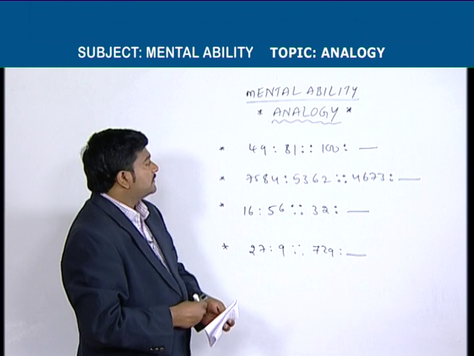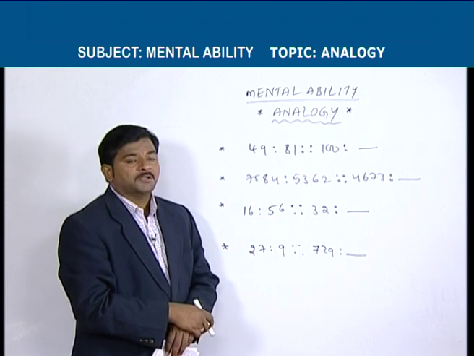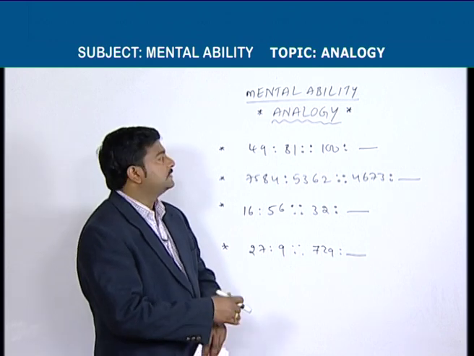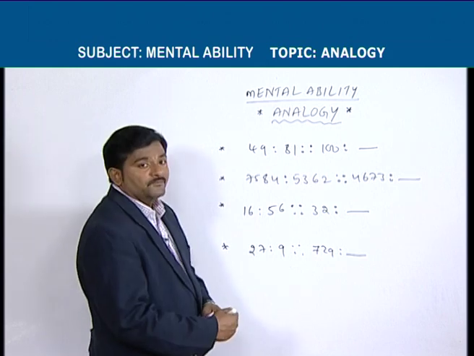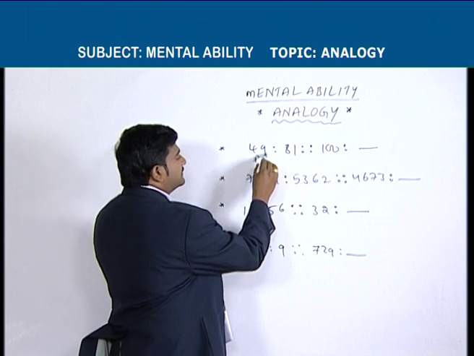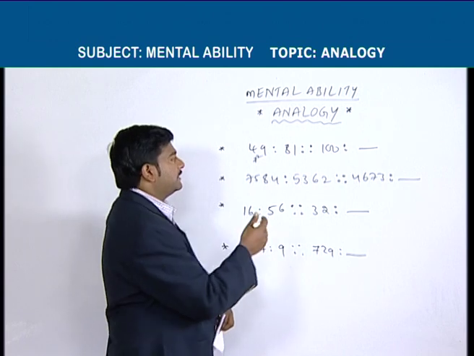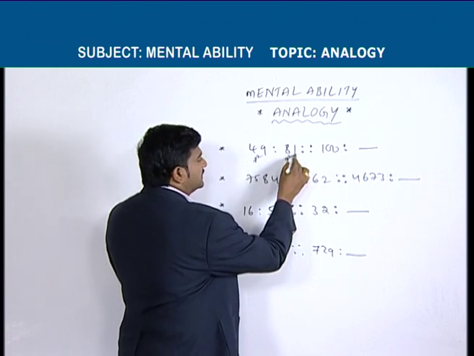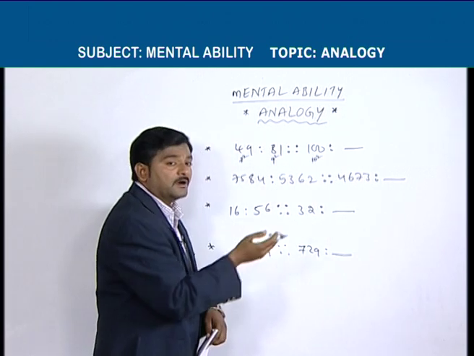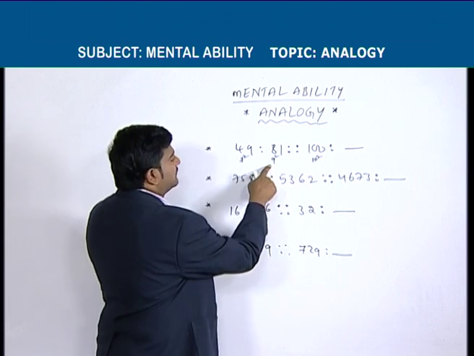Now we will take the explanation part of this. Now observe the first example here, 49:81. So what does it mean here? 49 means we can write 7 square. 49 means 7 square. Here 81 means 9 square. What about 100? 100 means 10 square. All are squares only, but there is a logic involved in that. So here 7 square, 9 square.